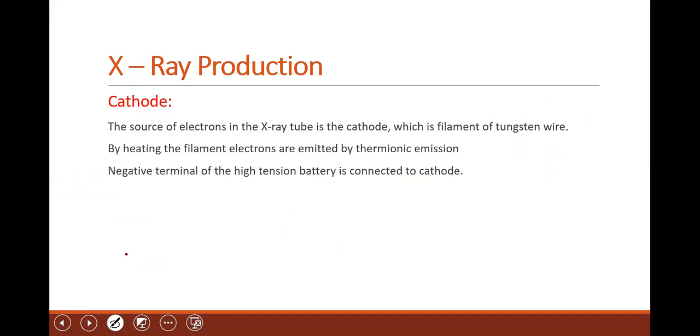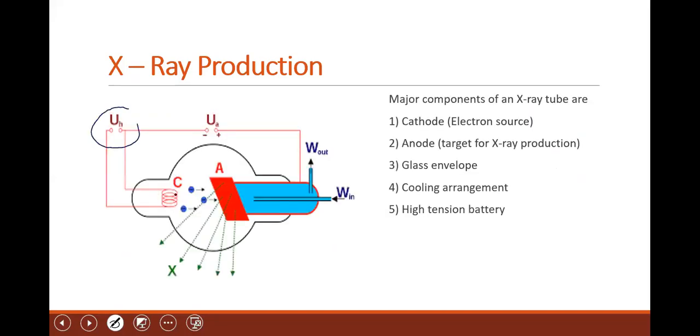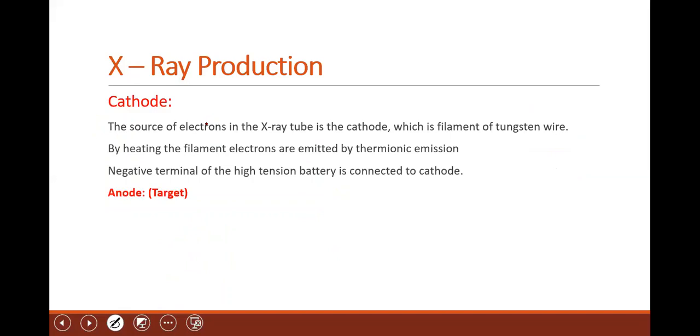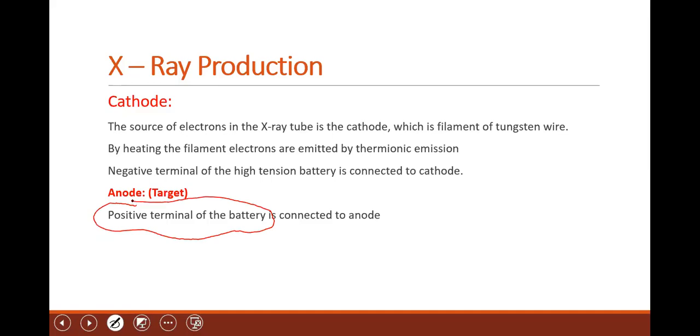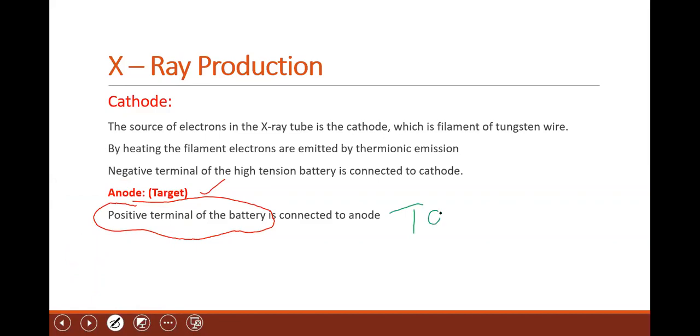Next, the negative terminal of the high tension battery is connected to the cathode. You see, this battery. It is called the cathode because this terminal is connected to the negative terminal. Next is the anode. The word itself indicates that the anode is connected to the positive terminal of the battery. Sometimes this anode is also called the target material, where the electrons are allowed to hit.